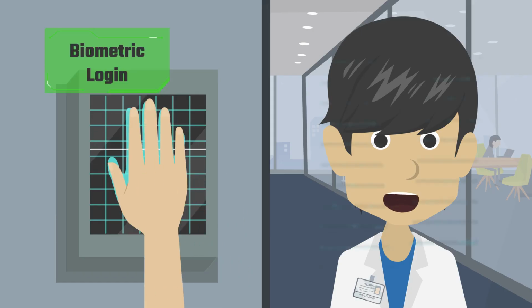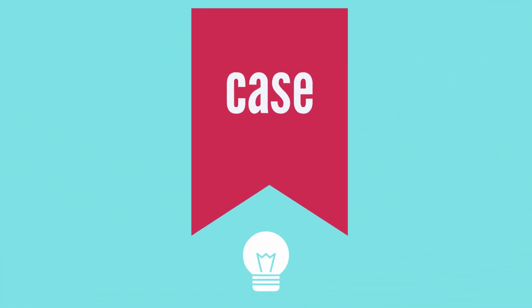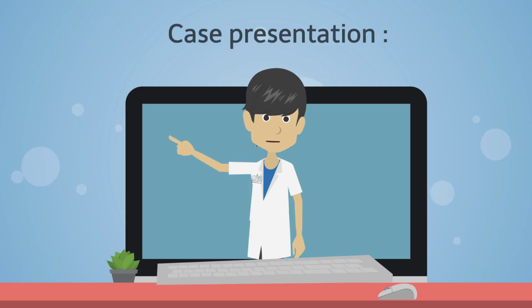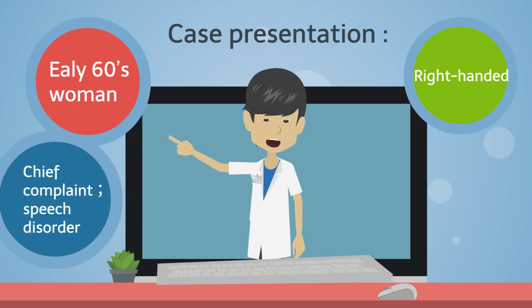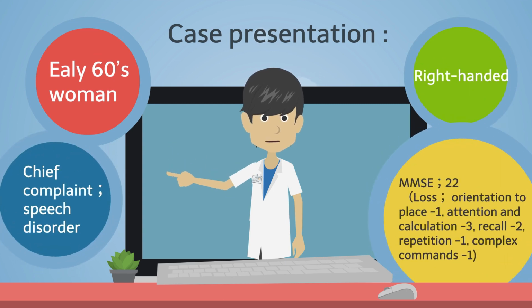Let's log in. Case. This is a case quiz. A right-handed woman in her early 60s. Her chief complaint is a speech disorder. 22 points out of 30 were scored on the MMSE. The loss was seen in orientation to place, attention and calculation, recall, repetition, and complex commands.